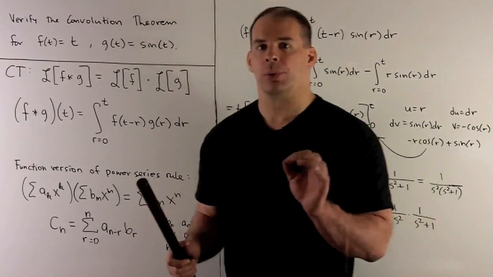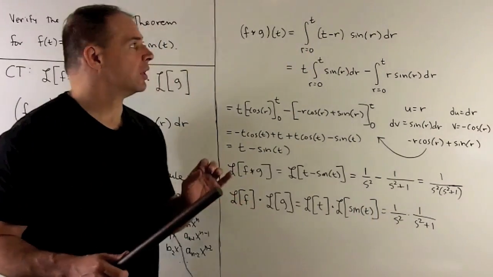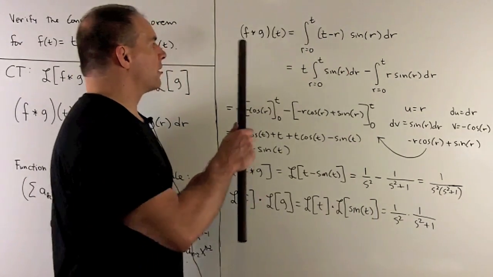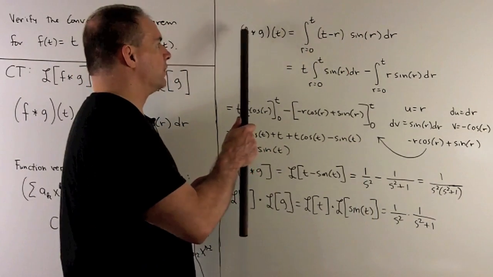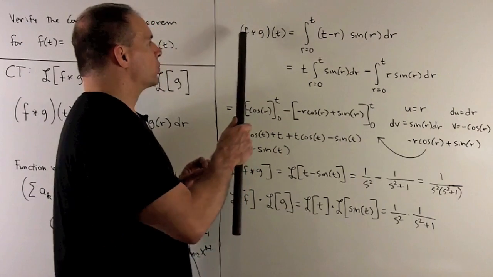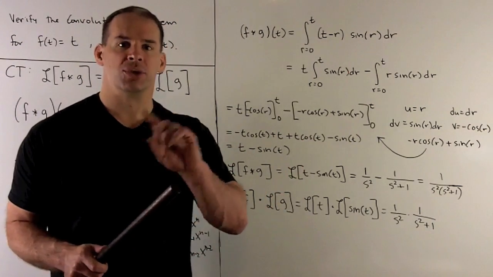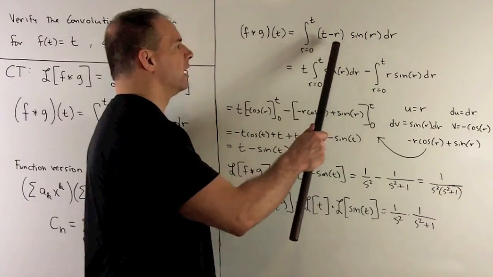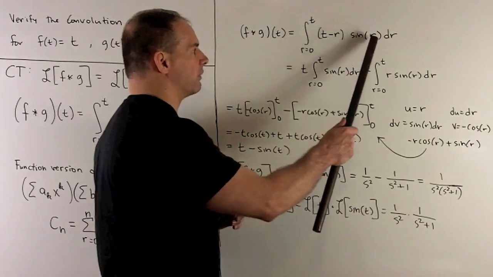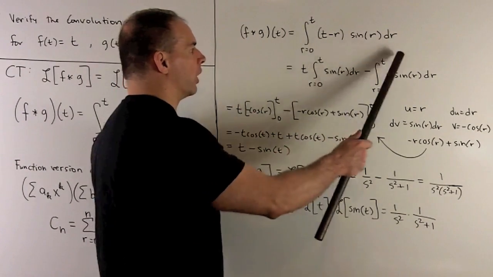Now, let's do our special case. First, I have to compute the convolution of f and g. So first we take f and stick in t minus r. The function is t, so t minus r comes out. Then we have g of r, so it's sine of r. We're going to do our integration.